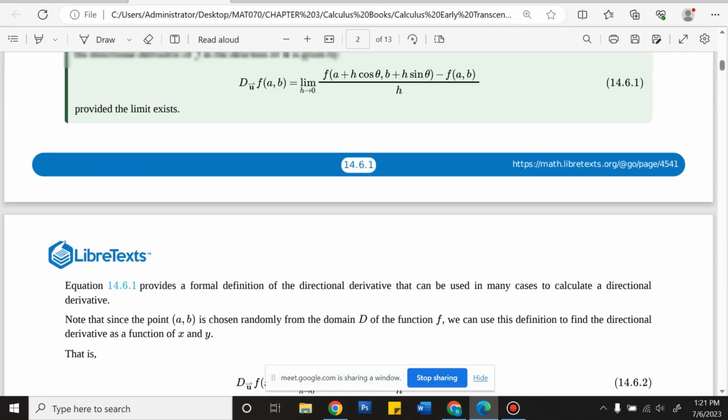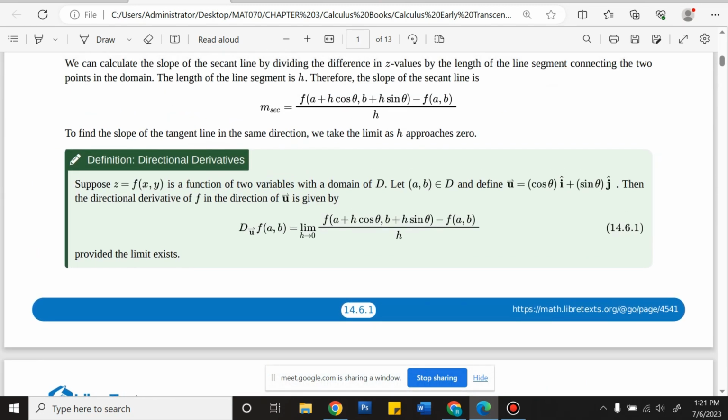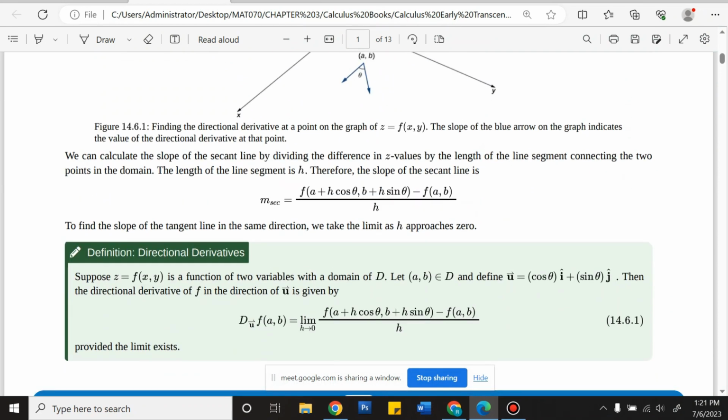Suppose, I think I sent you the file for this. This A and B is the given point, sorry, the given point. And this A, B comes from our domain. Our h goes to 0. And then, what is the value here?